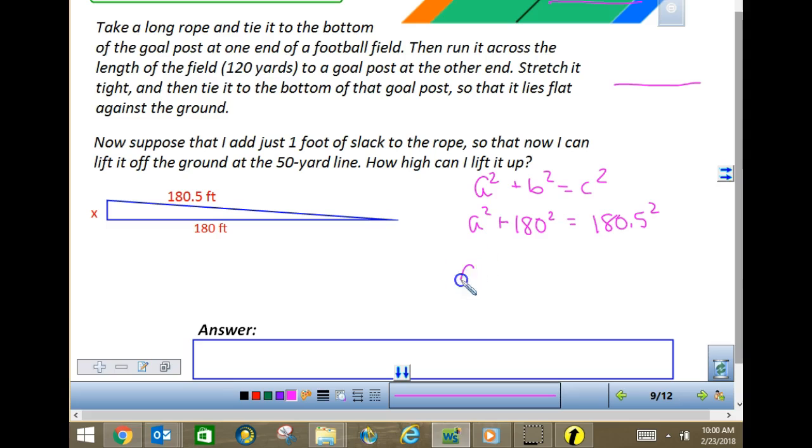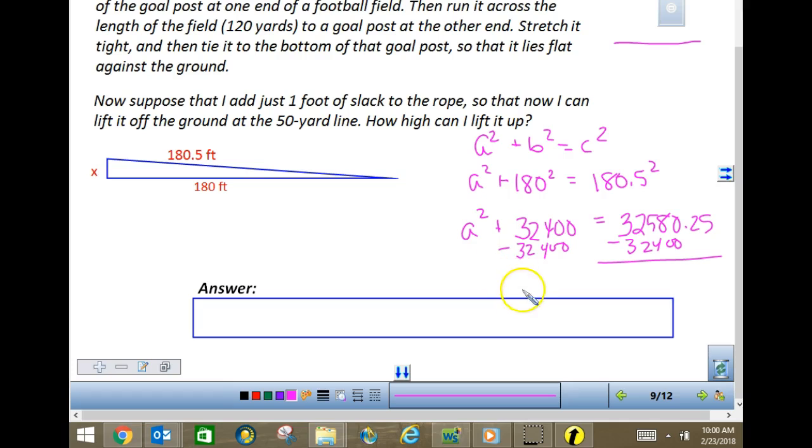Putting that in your calculator, we get a squared plus 32,400. Put in 180.5 and square it on your calculator. Comes out to be... so now we have to subtract these two, right? We're going to subtract 32,400 from both sides. Do you agree with your original prediction? A squared, right, is equal to 180.25.